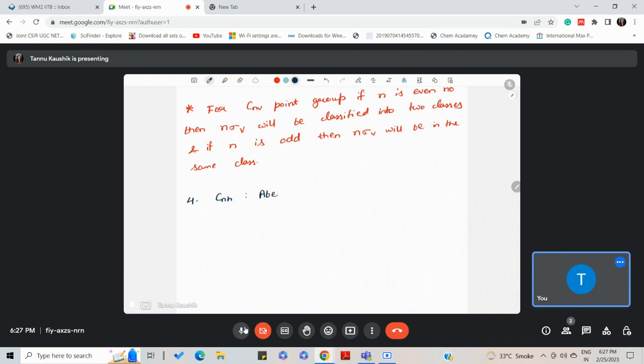So this CnH is an abelian group. For any of its examples, be it C2h, C3h, C4h, whatever it is, in every case the order will always be equal to the number of classes.